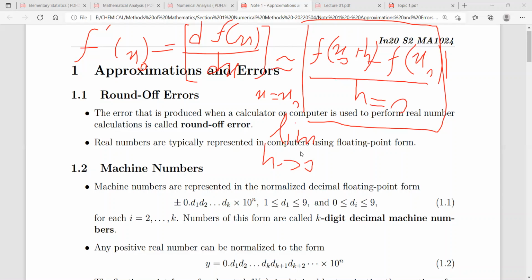Machine numbers: when a decimal number is represented in normalized decimal floating point form in computers or machines, it's called a machine number. We depict the decimal number in this format: plus or minus 0.d₁d₂...dₖ × 10^n, for each i up to k. Numbers of this form are called k-digit decimal machine numbers.